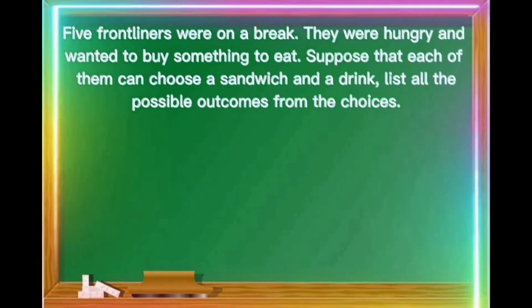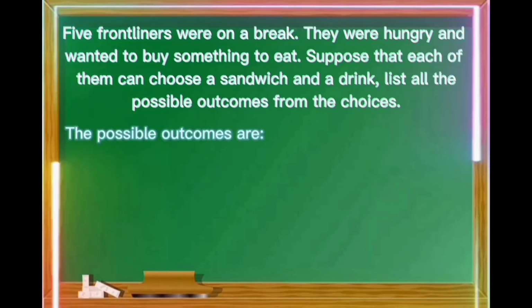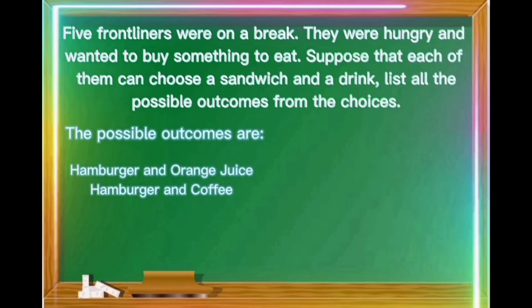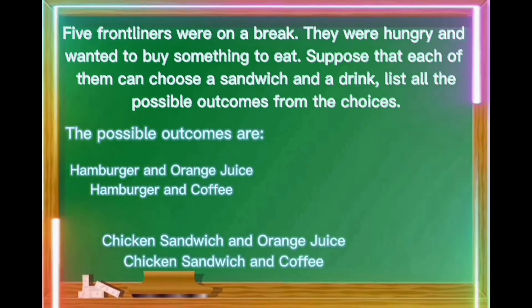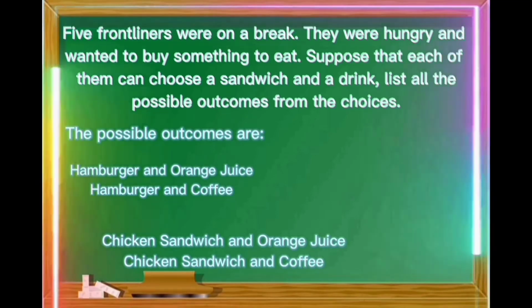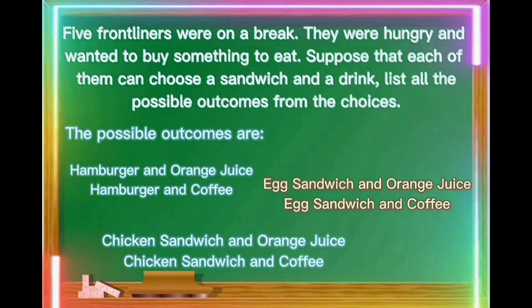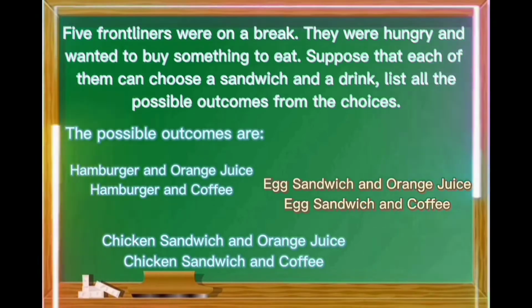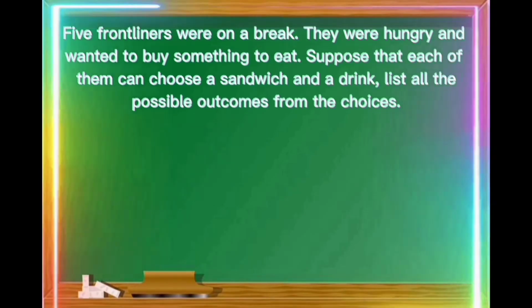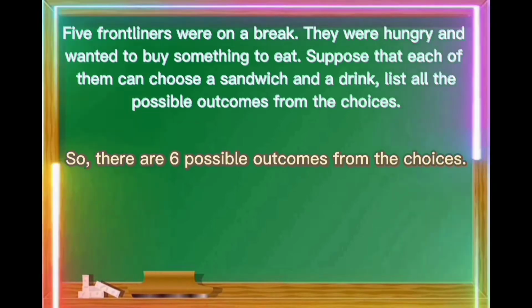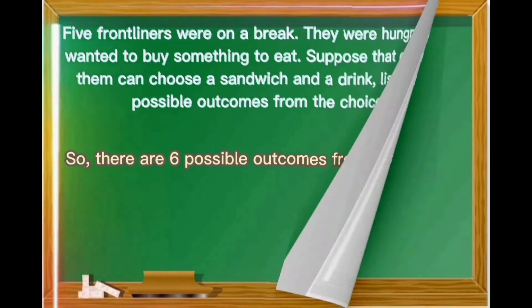So what are the possible outcomes? The possible outcomes are hamburger and orange juice, hamburger and coffee, chicken sandwich and orange juice, chicken sandwich and coffee, egg sandwich and orange juice, egg sandwich and coffee. So there are 6 possible outcomes from the choices.